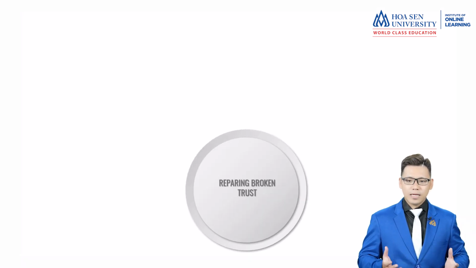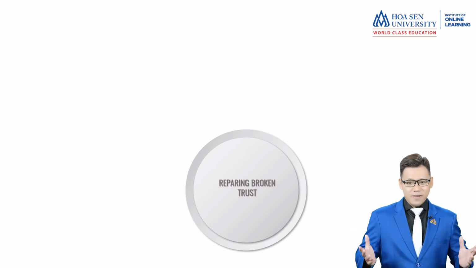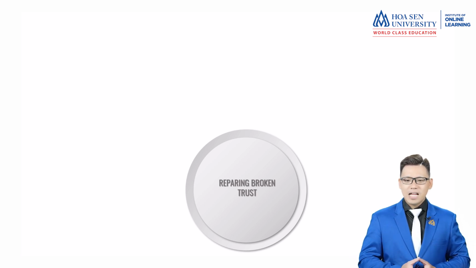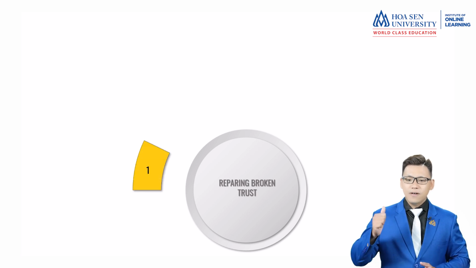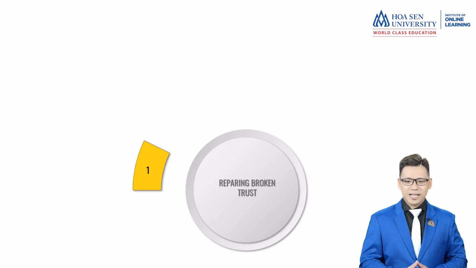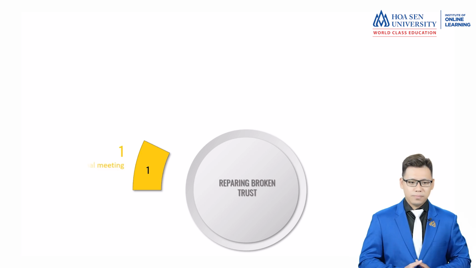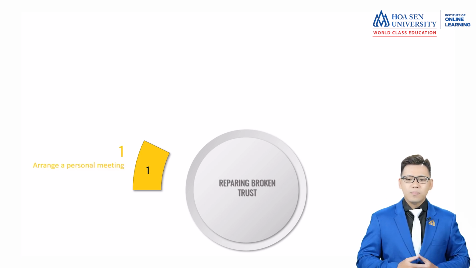When trust breaks down, rebuilding it can seem like an uphill battle. But fear not, because there's a roadmap to get back on track. Here are 7 steps that can help mend the crack and rebuild a solid foundation of trust. The first one, arrange a personal meeting. Start by setting up a face-to-face meeting. This is not the time for text or email. Trust requires a personal touch.